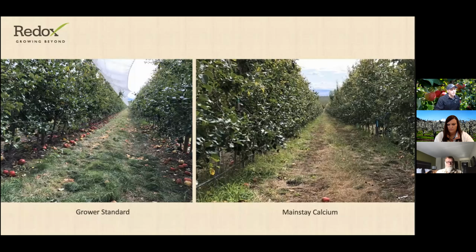This is another example of what we see in the field. What we were looking at before is what you would expect on a pack out. Well, this is what we see in the field with the same program. Grower standard on the left, Mainstay Calcium program on the right. So we're leaving much less fruit behind in the field as well.